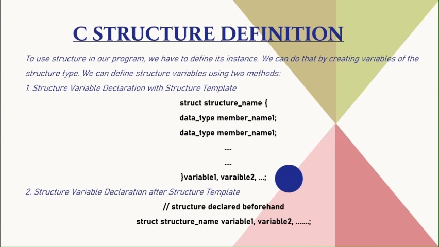Here the struct keyword is followed by the structure name, and within the curly braces we specify the member names and their data types. After closing the curly braces, before the semicolon, we declare the variable names also. Here we have declared, in the syntax, variable1, variable2 and so on up to variableN, and a semicolon. The second type is structure variable declaration after structure template.